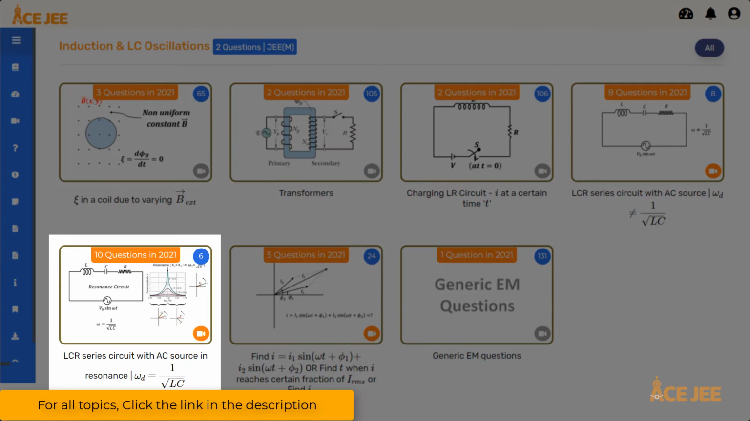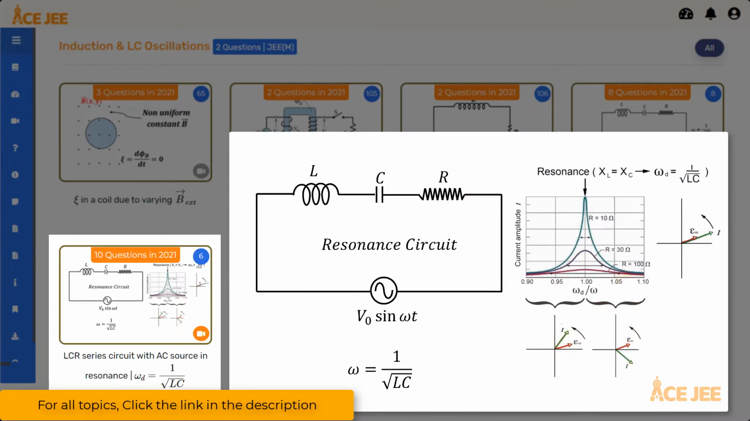So starting with the LCR series circuit in resonance with AC source, meaning that the driving frequency or the frequency of the AC source is equal to square root of 1 by LC, L being the inductance of the inductor in the circuit and C being the capacitance of the capacitor. Alternatively, we can say that the reactance of the inductor, that is XL, equals omega L, is equal to the reactance of the capacitor XC, which is nothing but 1 by omega C.